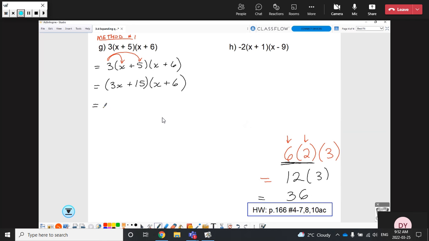So 3x times x is 3x squared. 3x times 6 is 6, 12, 18, 18x. 15 times x is 15x. 15 times 6, 90. And then we get 3x squared plus 33x plus 9.